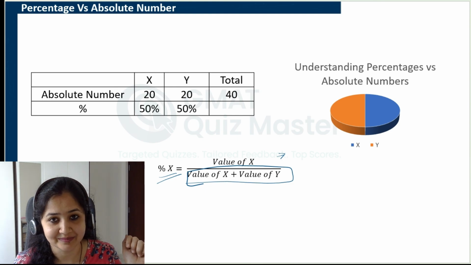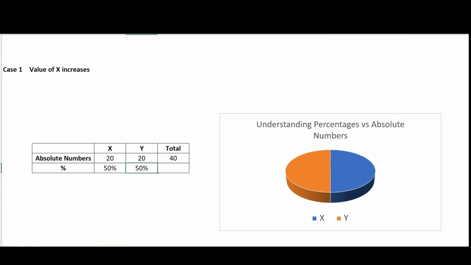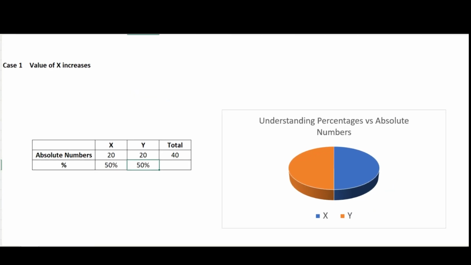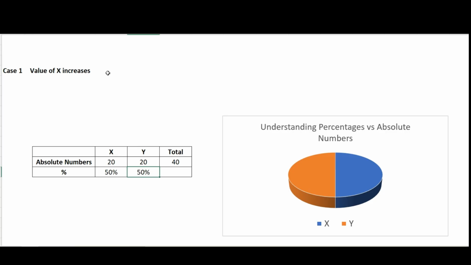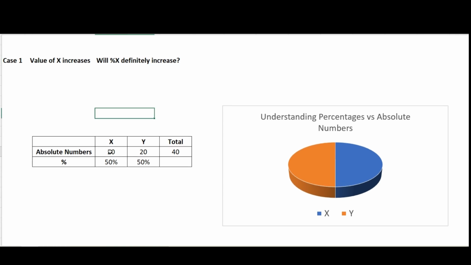Let's get started. So let's consider the first case, that is when we are given that value of x has increased. If this is given to us that value of x has increased, can we definitely infer that percentage of x will increase? Because a lot of CR questions test this understanding. So let us understand whether or not we can infer anything about percentage of x. So let's consider some cases here. We know that x has increased. So let's consider this case in which x has increased from 20 to 30.